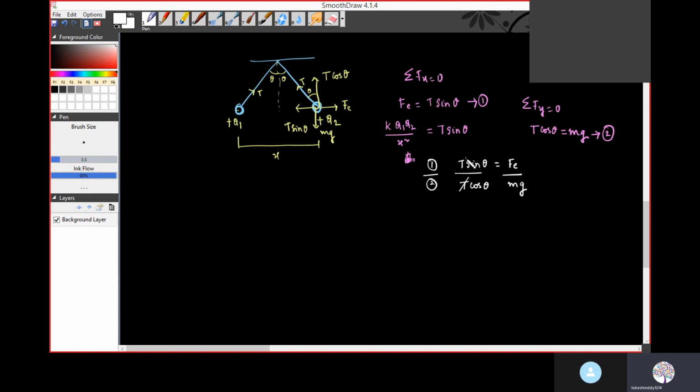Then T and T get cancelled. Sin theta by cos theta is tan theta, so tan theta is equal to Fe by mg. Theta is equal to tan inverse of Fe by mg. So these are the equilibrium conditions.